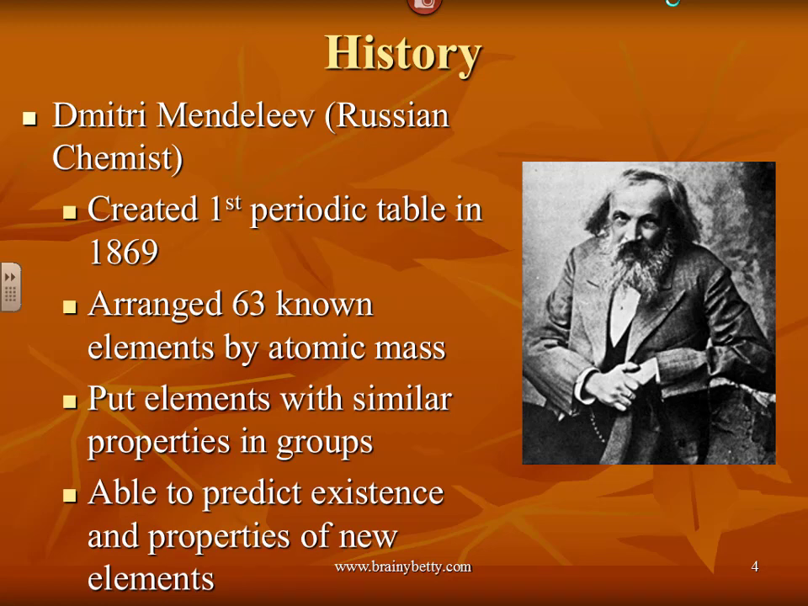By doing this, he comes up with a chart, and it's a very similar looking chart to our current periodic table, although there are some key differences. And he notices that there are holes in the chart that he's created. And so from those spaces, he's able to predict the existence and properties of new elements that hadn't been discovered at that time.